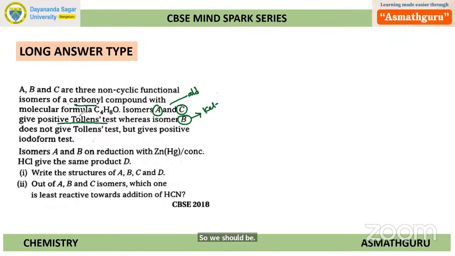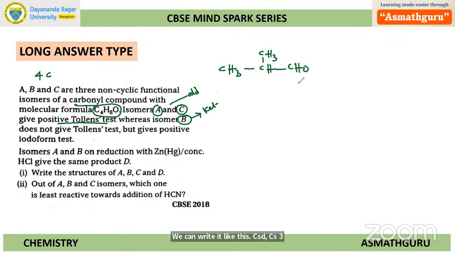And what is the molecular formula? C4H8O. Means how many carbon atoms you are having? 4 carbon. So let us write the first molecule, aldehyde, with 4 carbon atoms. We can write it like this: CH3CH2CH2CHO. See whether 8 hydrogen atoms are there. Yes, sir.